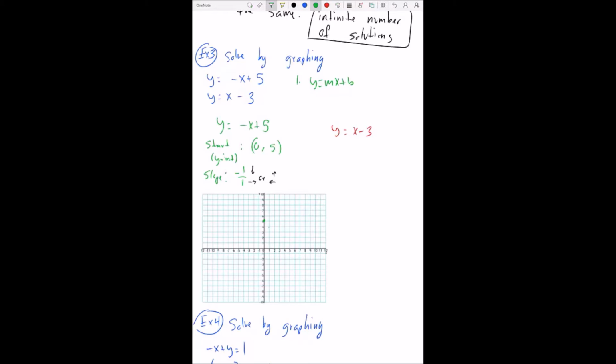I'm going to go both ways. So down one, right one, down one, right one, and keep going. I like making lots of points.